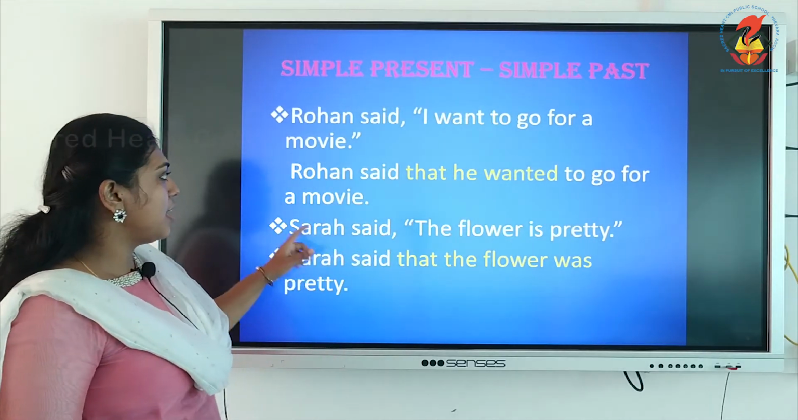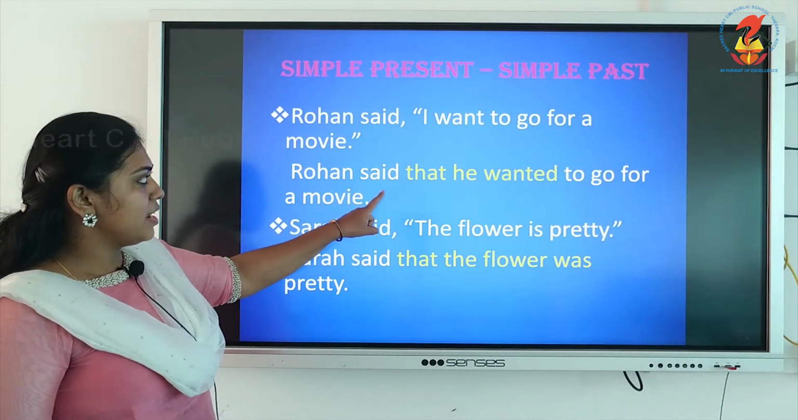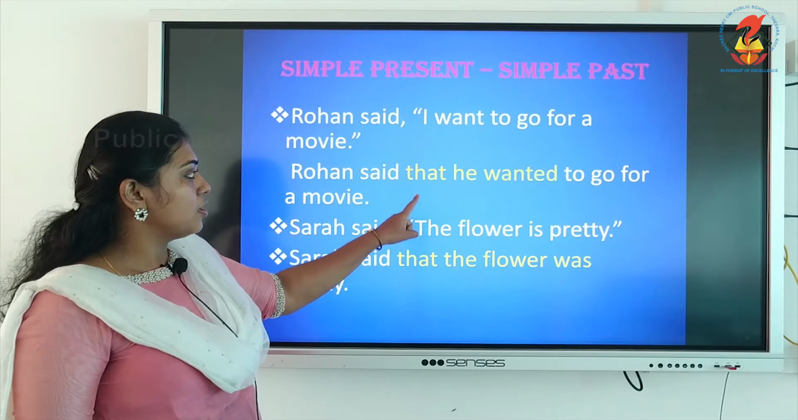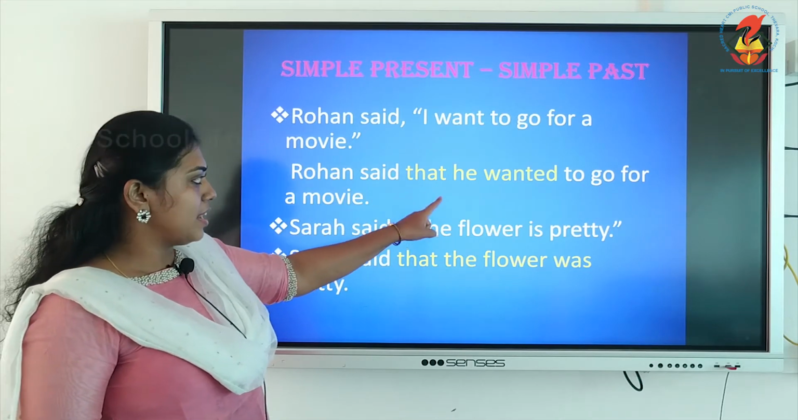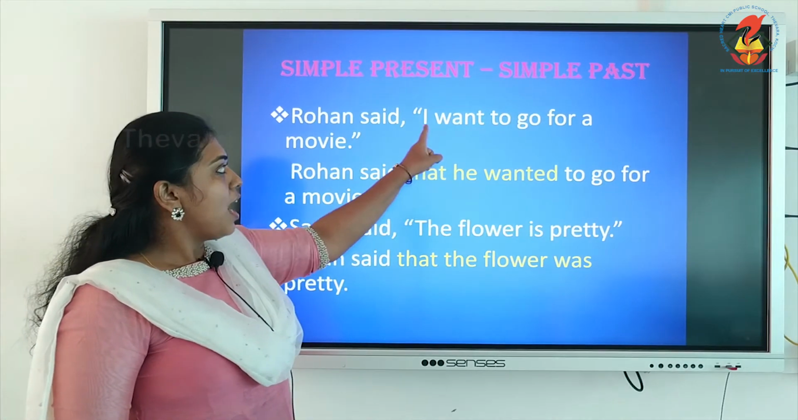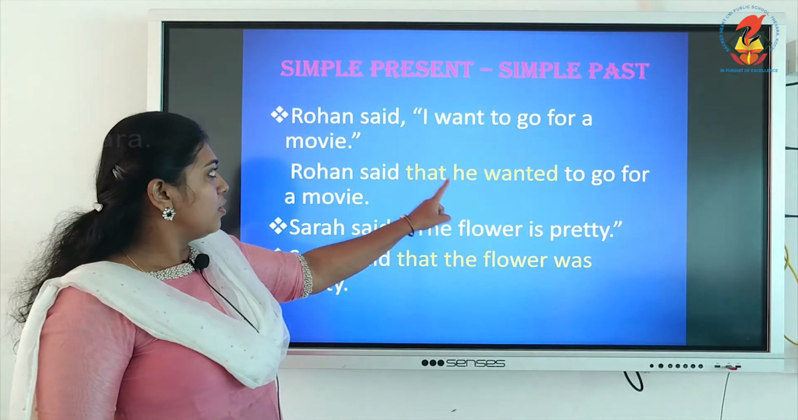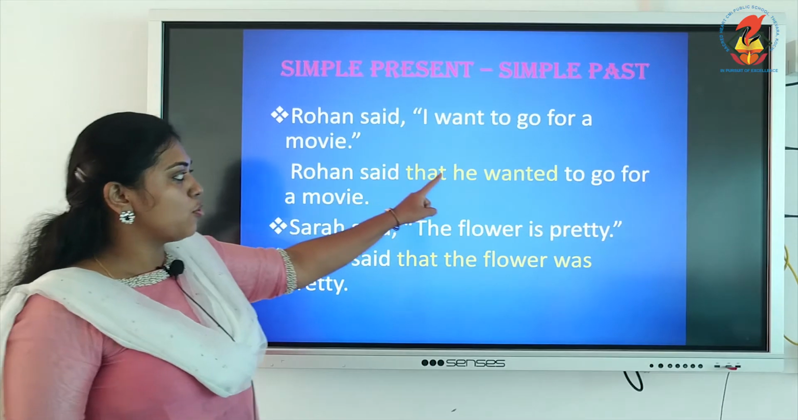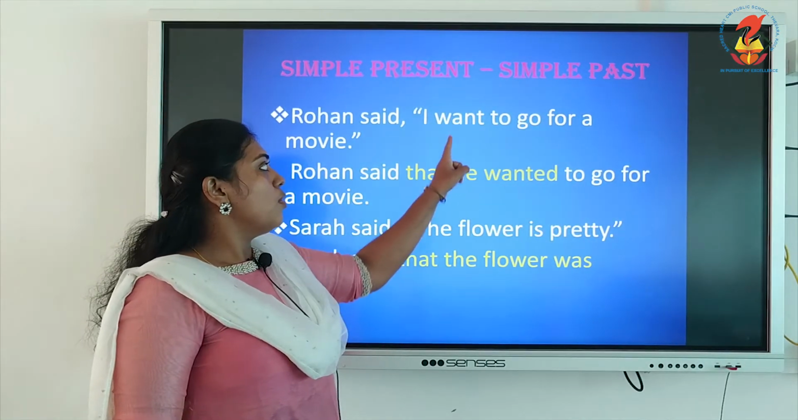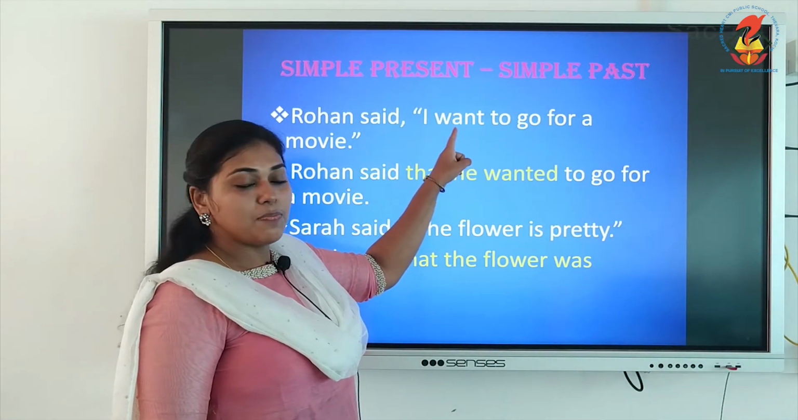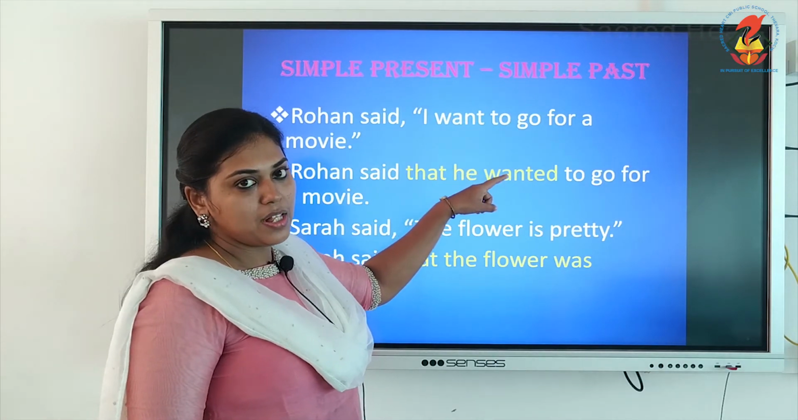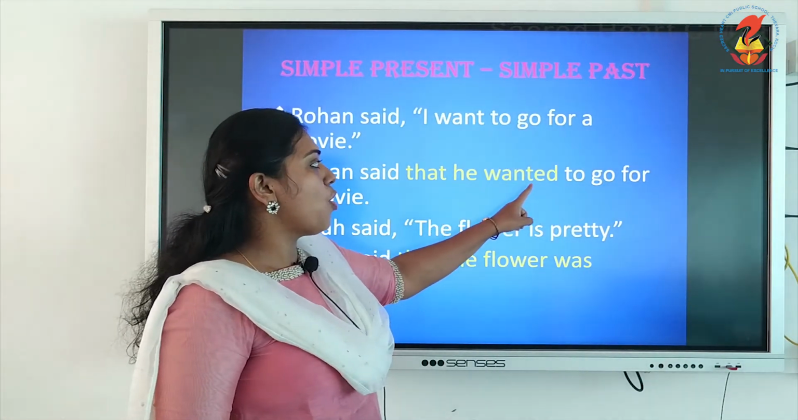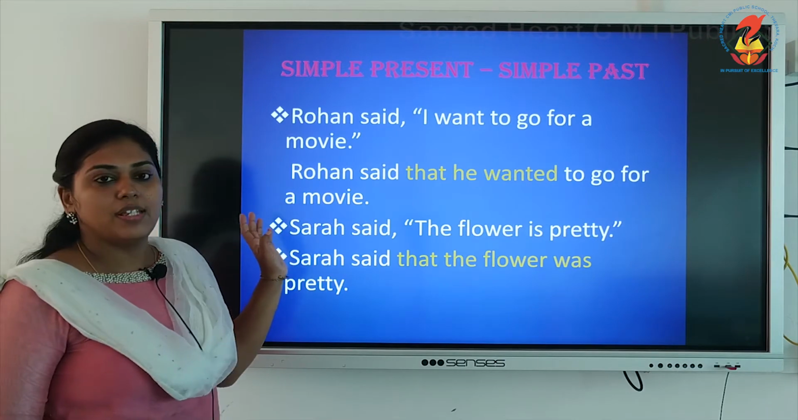So how do we change that? Rohan said, we remove the inverted commas and use the word that. Rohan said that I will be changed to he. Because the subject is male gender, we use the male pronoun he. He want is the present form. So how will you write it in simple past? Wanted. He wanted to go for a movie.